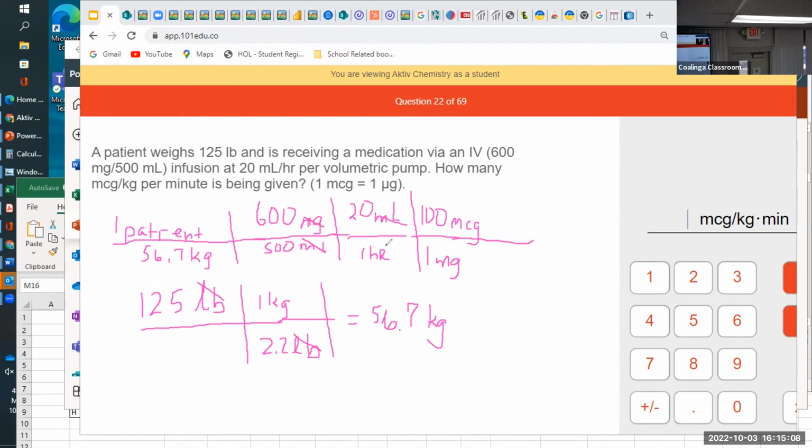So the milligrams cancel out. And now we need minutes. There are 60 minutes in 1 hour, so 1 hour on top and 60 minutes on the bottom. The hours are going to cancel out. Then we're going to end up with mcg per kilogram per minute.